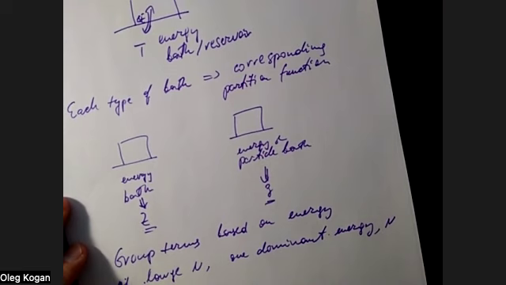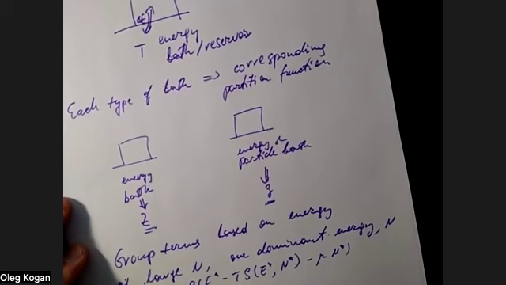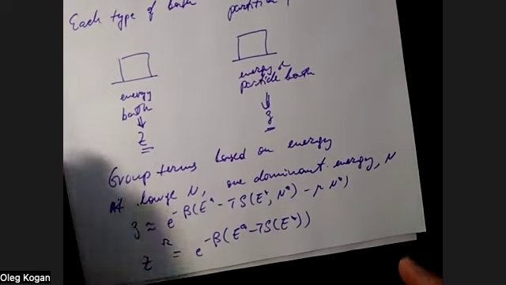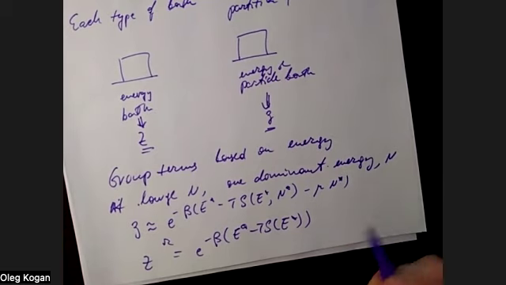And so we get things like Z is approximately e to the minus beta (E star minus T S at E star), and for the grand canonical case, E star minus T S at E star minus mu N star, or things like e to the minus beta (E star minus T S at E star). And similar expressions for other types of baths. So I will have more words to say about that in a minute.